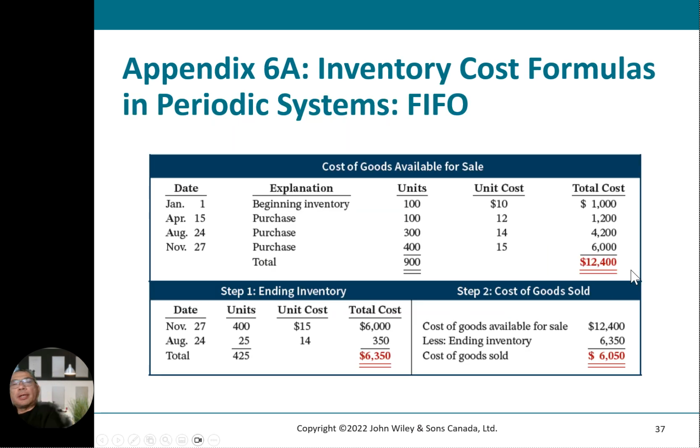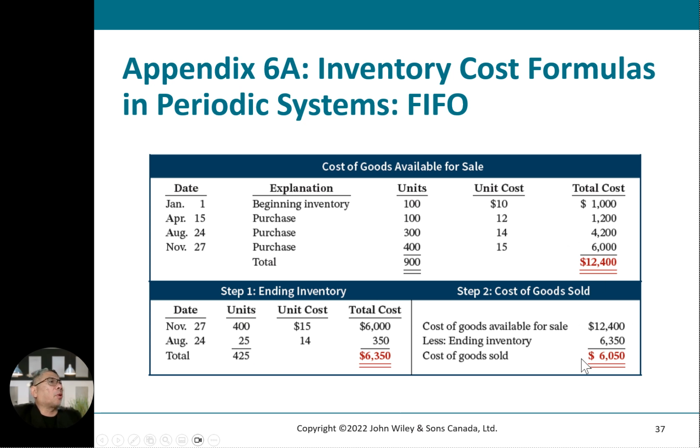Once you get these answers, in the previous slide we're going to see here the total is 1,200, so you got the total cost. Step 1, ending inventory, you got 425. Where is it coming from? 400 times 15, which is 6,000, which is using FIFO. Remember, this is FIFO, first in, first out. And then you got 25 is coming from here, okay?